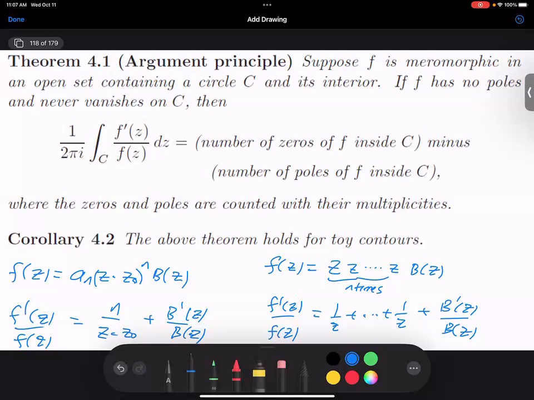And now because b prime of z over b of z is holomorphic, when we integrate that, it contributes nothing. Each one of these is going to contribute 1. Okay.